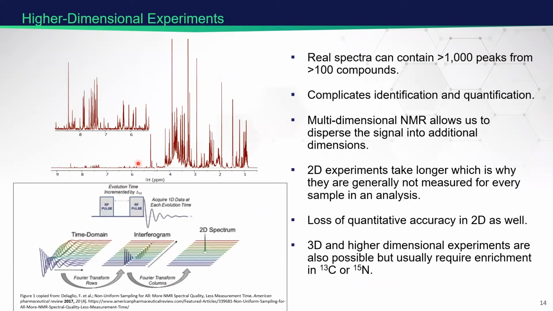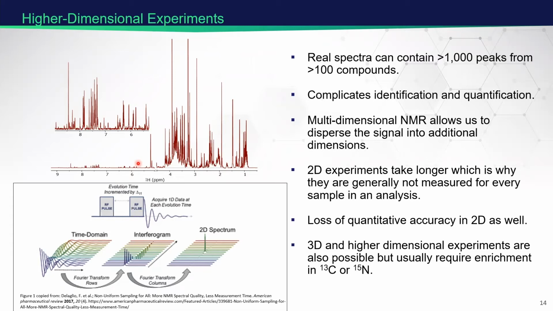Now, the spectra that I've shown so far are pretty simple, single molecules in water. In a real spectrum, we can have thousands of peaks from hundreds of compounds. This complicates identification and quantitation, but we do have tools to get around that, and we can disperse these signals from a 1D into multiple dimensions by adding pulses to our sequence and putting in incremented delays. We can get more chemical shift dispersion and more information from these.